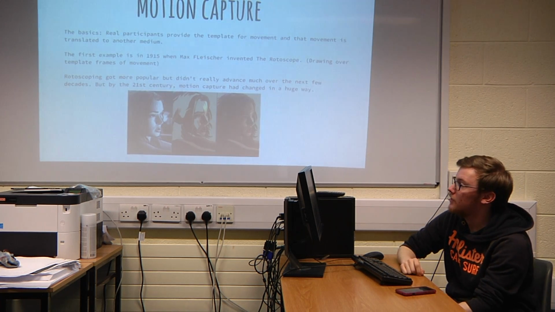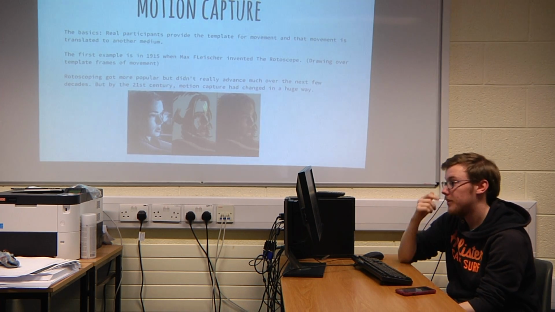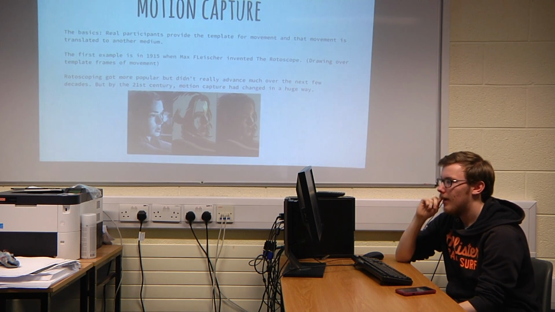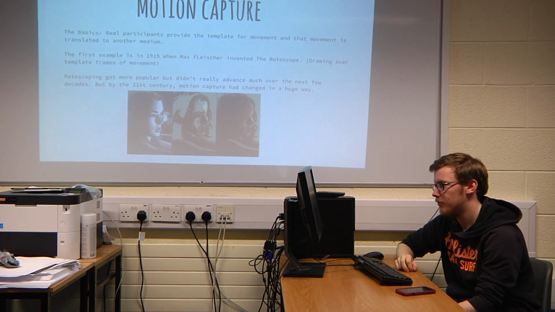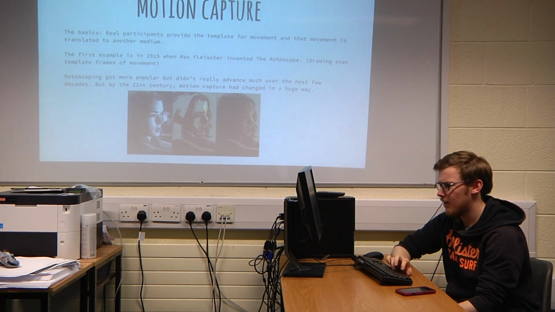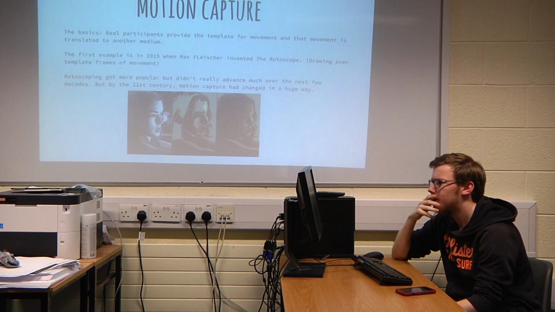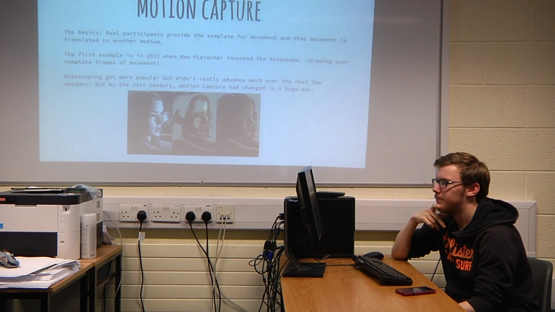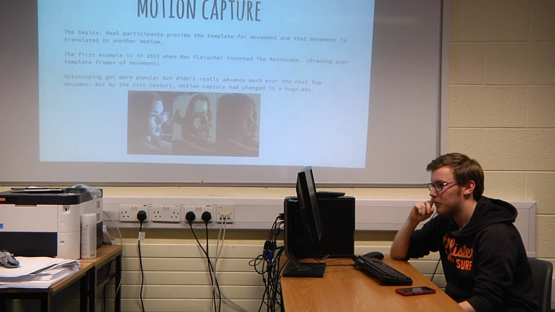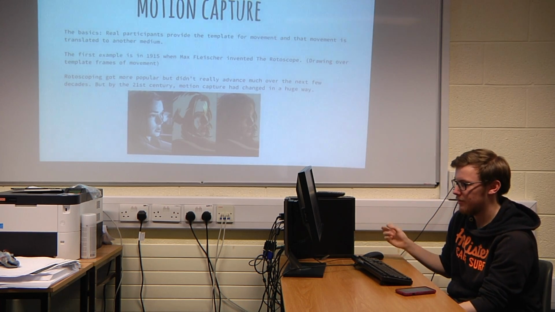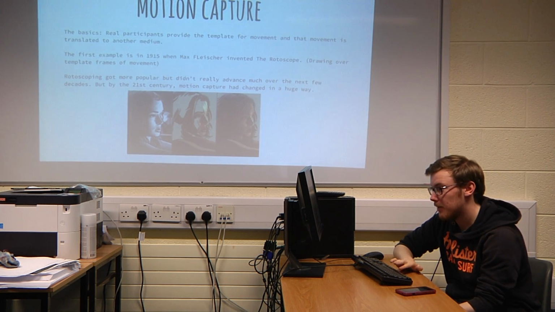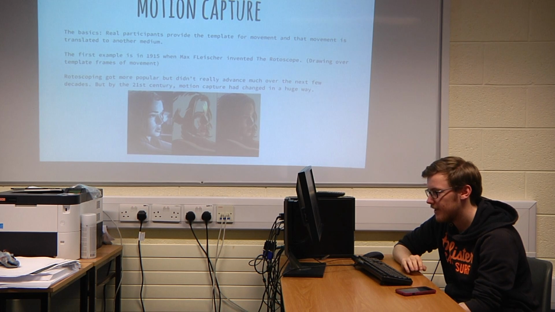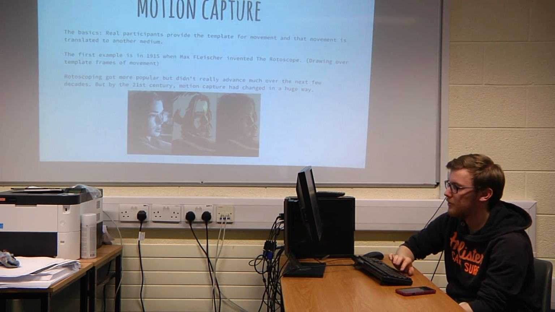I'm mainly going to talk, my first style of animation I'm going to talk about is motion capture, and just a basic overview is motion capture is real participants provide the template for movement, and that movement is translated to some other medium. It kind of started off with rotoscoping, which I won't go into too much detail about. The first example is in 1915 when Max Fleischer created it, and rotoscoping is drawing over template frames of movement so you can make a real image look animated. And rotoscoping got more popular, but didn't really advance much over the next few decades, and by the 21st century, motion capture had changed in a huge way.